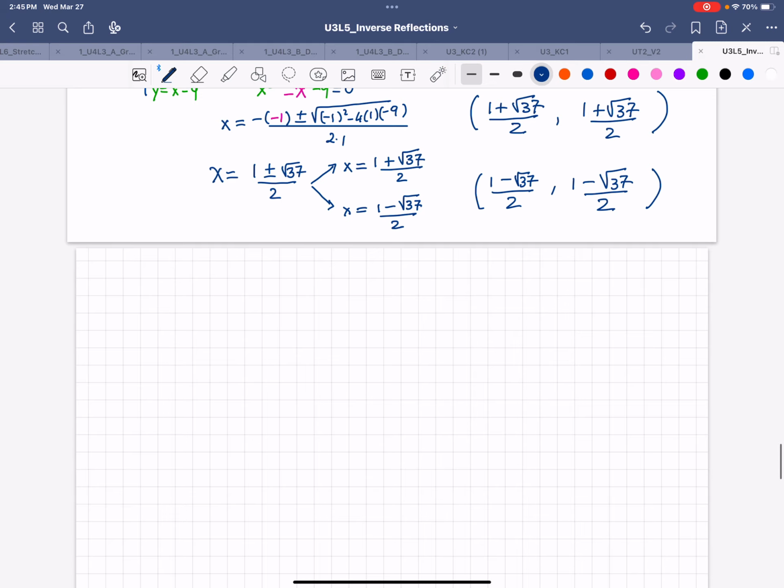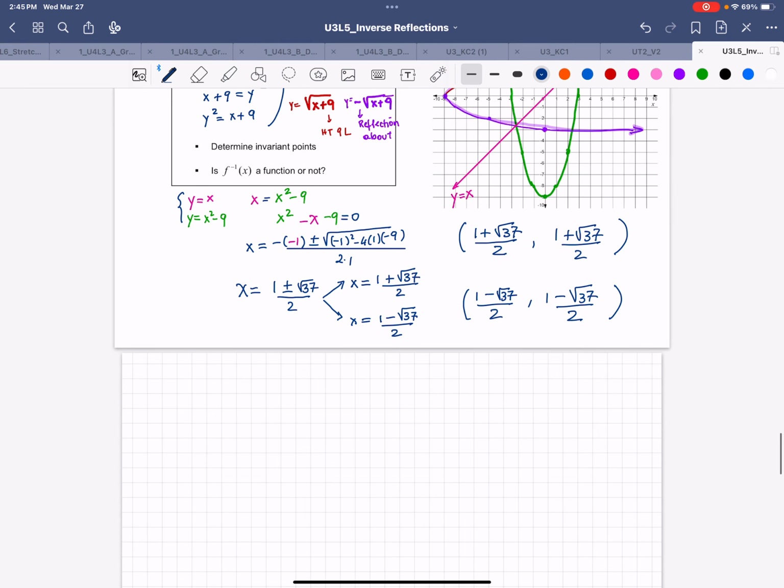So remember that if you want to find the invariant points, this is just another way of finding them. It's not really very different from what we just did, but it's sort of a shortcut. It doesn't really explain why we do it the way we do it. So another way of finding invariant points, but it can be very practical and easy to remember.